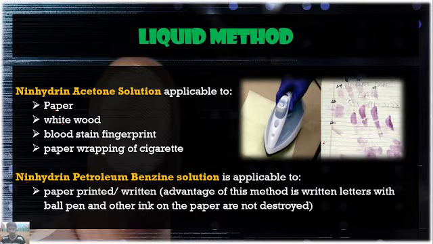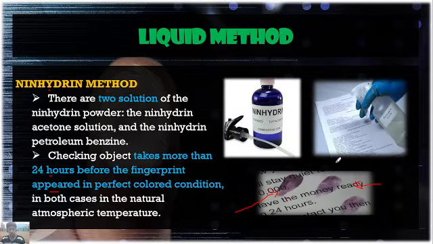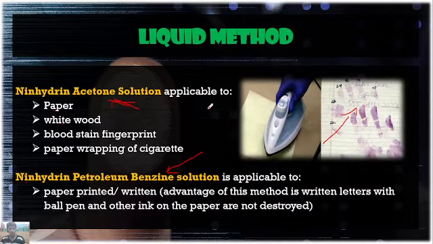Okay, so just like in here, the writings, the handwritings on the paper using a ball pen, okay, or other inks weren't destroyed. So we can conclude that they were able to use here ninhydrin petroleum benzene solution. Okay, but in here we can use this on printed because it doesn't destroy the writings in here. Okay, so that is for the ninhydrin solution.